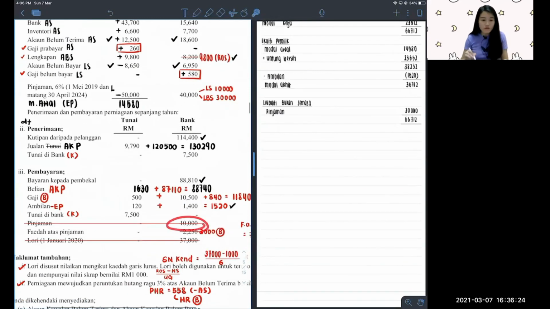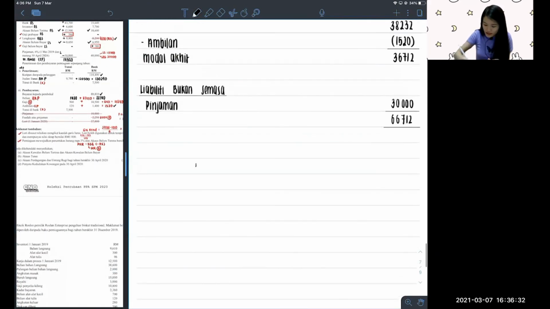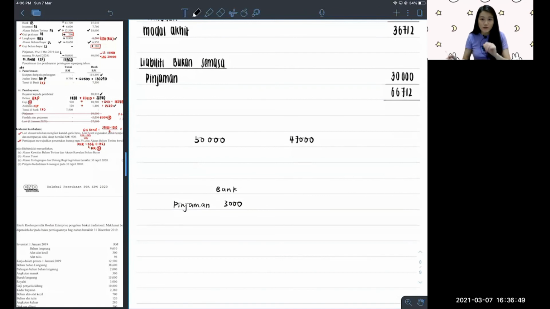Okay, now another situation, because I think a lot of you are concerned, teacher, what if the bottom part here, 10,000, they didn't pay exactly 10,000, they pay more or they pay lesser? How? Okay, I give you guys an example. Started was 50,000, and let's say the baki akhir is 47,000. Means at the bank area, the amount they paid for pinjaman is only 3,000.